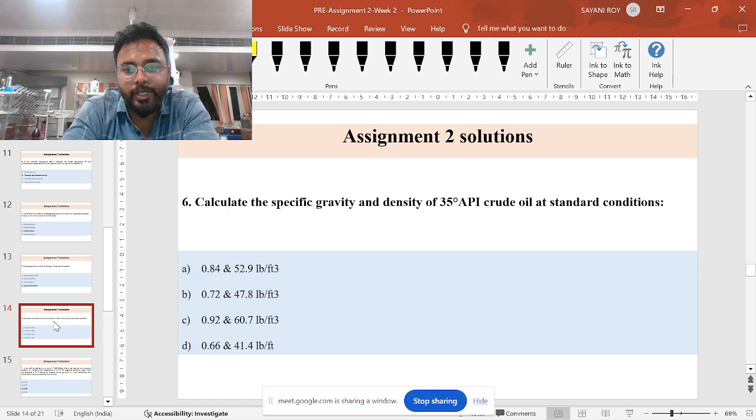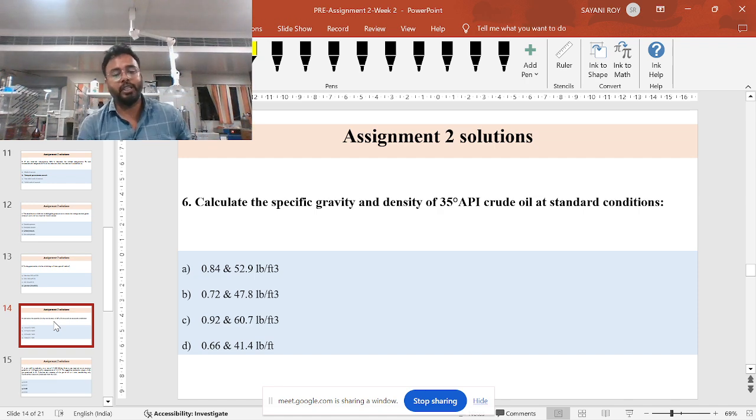Calculate the specific gravity and density of 35-degree API crude oil at standard conditions. Option A 0.84 and 52.9 lb per cubic feet. Option B 0.72 and 47.8 lb per cubic feet. Option C 0.92 and 60.7 lb per cubic feet. And option D 0.66 and 41.4 lb per cubic feet. So try this numerical.